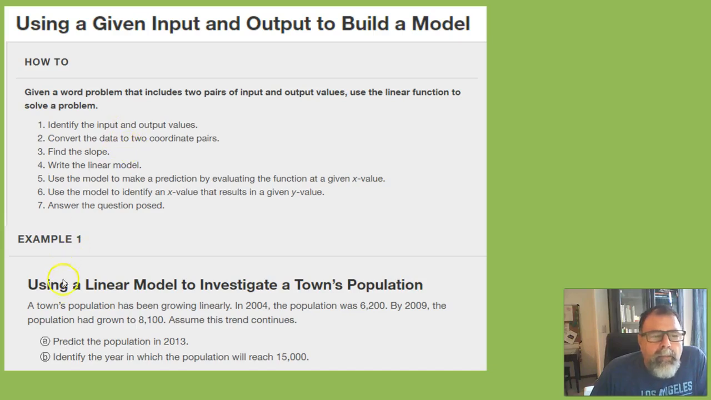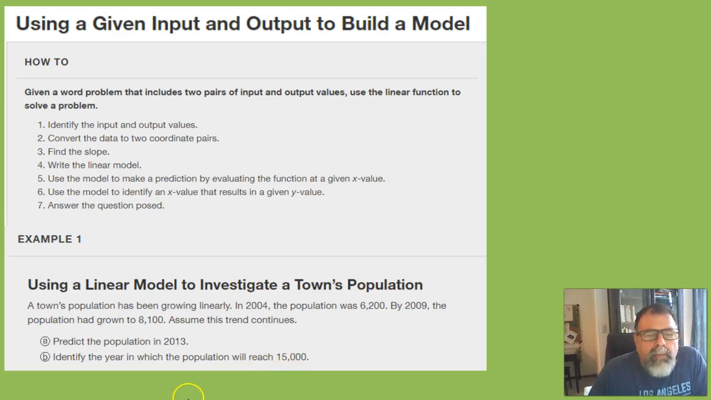Okay, let's look at example 1. Using a linear model to investigate a town's population. A town's population has been growing linearly. In 2004, the population was 6,200. By 2009, the population had grown to 8,100. Assume this trend continues. A, predict the population in 2013, and B, identify the year in which the population will reach 15,000.